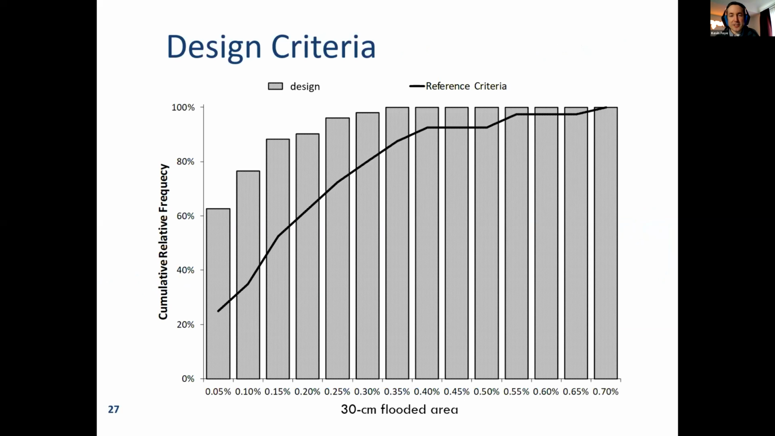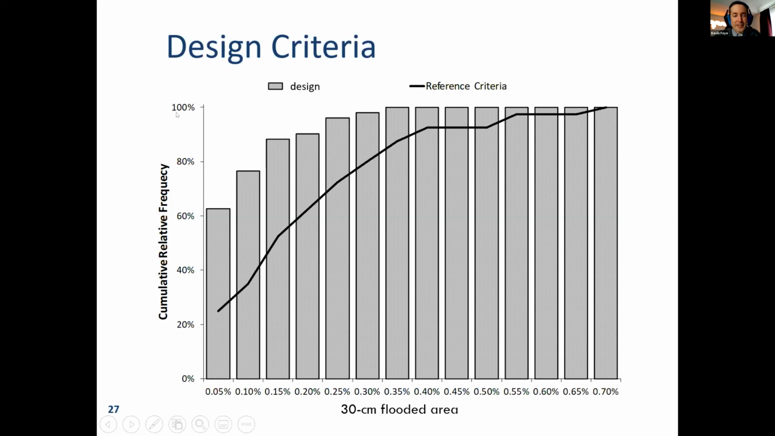So if you go through that exercise for that cartoon pyramid I showed earlier, you can come up with what I'm calling a reference criteria on here. So this chart is very important. This is the criteria. What we show on the bottom is the percent of the total area that we're designing over, how much of that is flooded to 30 centimeters depth of water or less. So if you have 0.7%, that means that 0.7% of the total area is flooded to 30 centimeters. And then as you move to the left, you can see that there's less and less area.